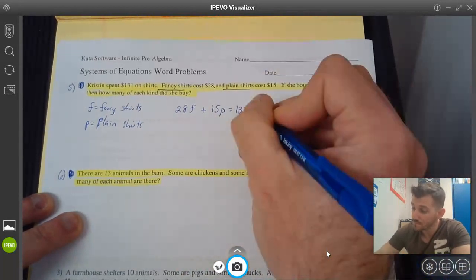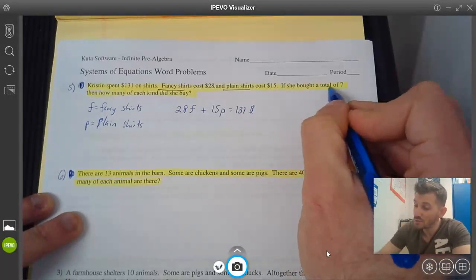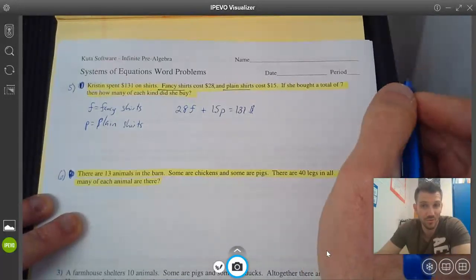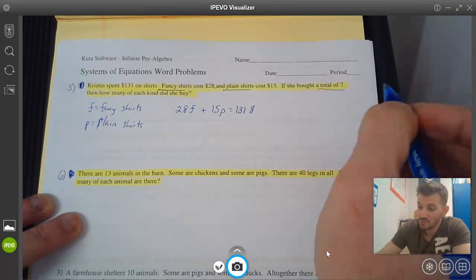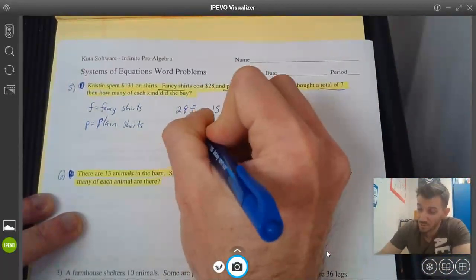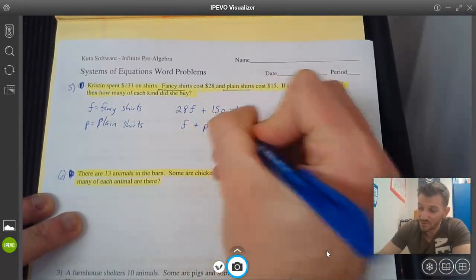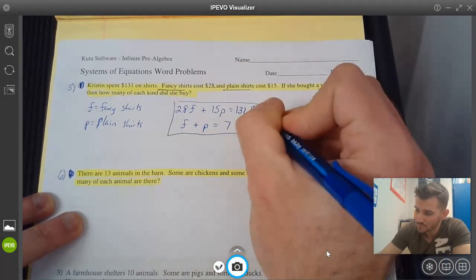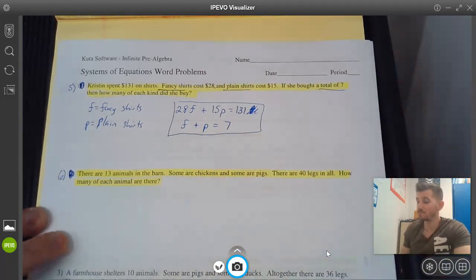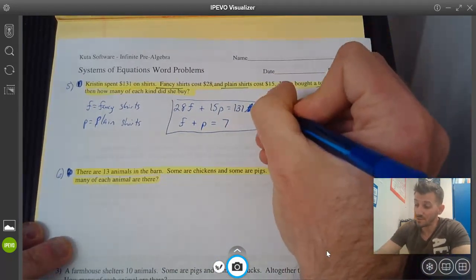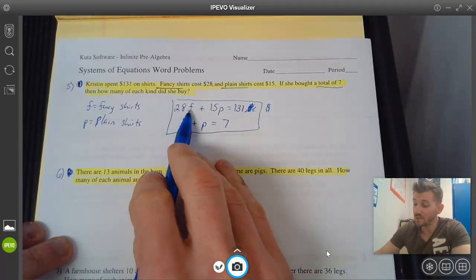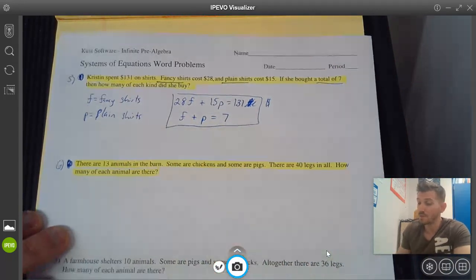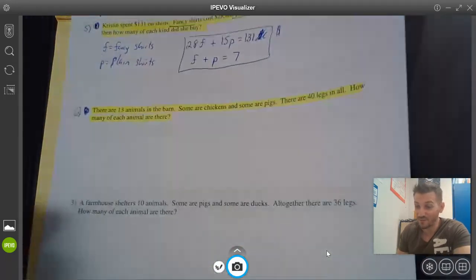She bought a total of 7. That's it. All the shirts together totaled 7. So my fancy shirts plus my plain shirts must total 7 shirts in all. There's our two equations. I just put that here to tell you that this one all dealt with money. 28 for fancy, 15 for plain, and they spent a total of 131. Okay, this question is fun. I love it every year.